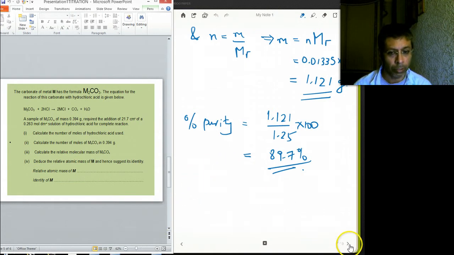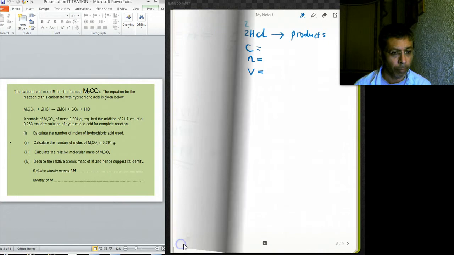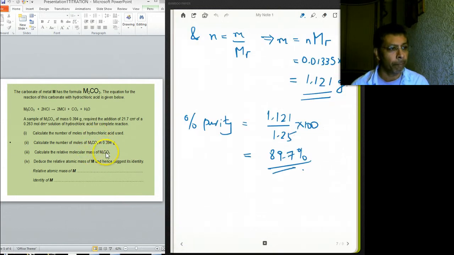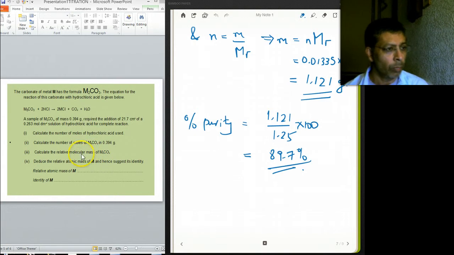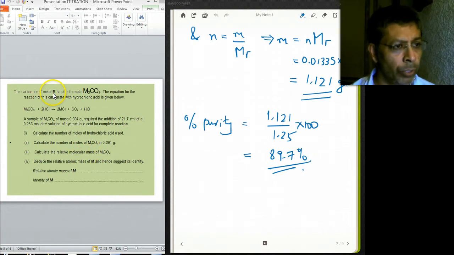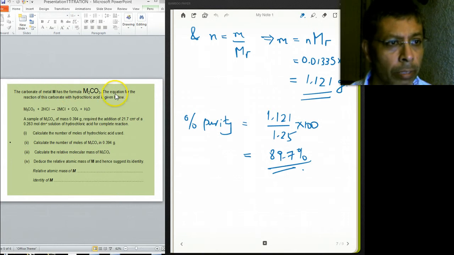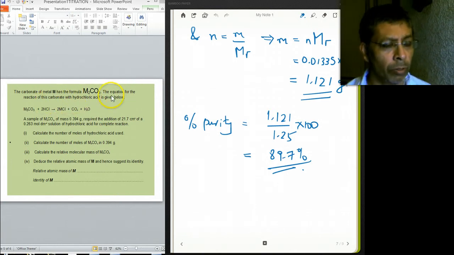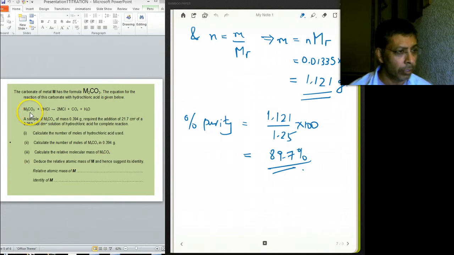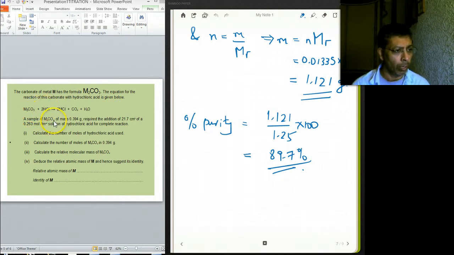Right, just looking at this one. Okay, have a read of the question. In this case, we've got a carbonate. We don't know the metal. It's a metal carbonate. The equation for the reaction of this carbonate with hydrochloric acid is given below. And you see that it's a 1 to 2 ratio: 2 HCl to 1 metal carbonate. A sample of metal carbonate of mass 0.394 grams required the addition of 21.7 centimeters cubed of a 0.263 molar solution of hydrochloric acid for complete reaction.